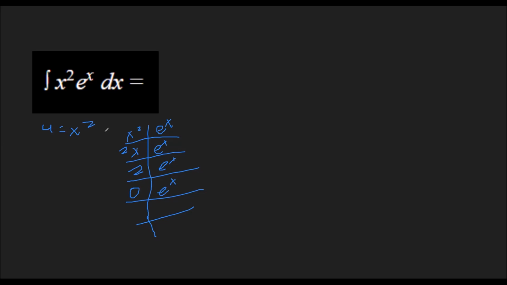And remember that these alternate in signs, we have to establish that. And from here, we can just multiply these. It's a bit messy. But we finally have our answer. So x squared times e to the x minus 2x times e to the x plus 2 e to the x plus c is what this integral is equal to.